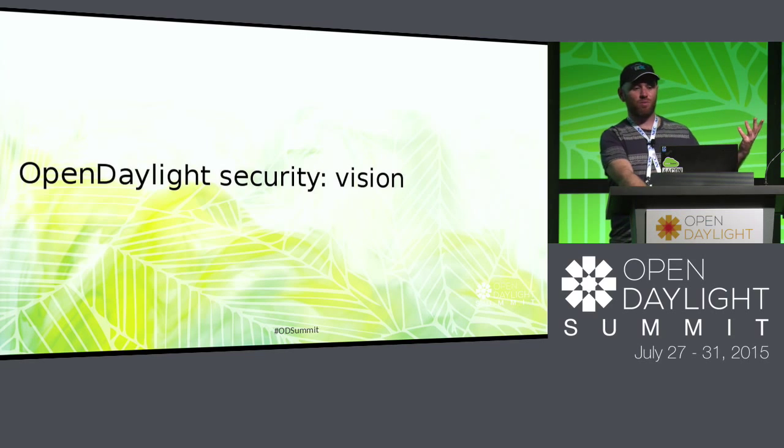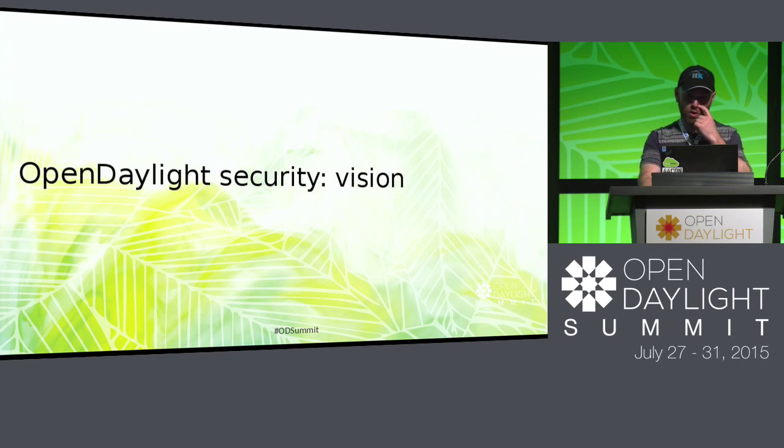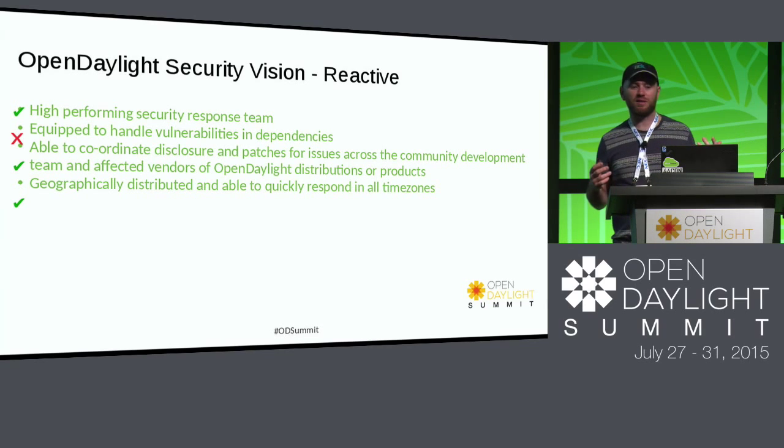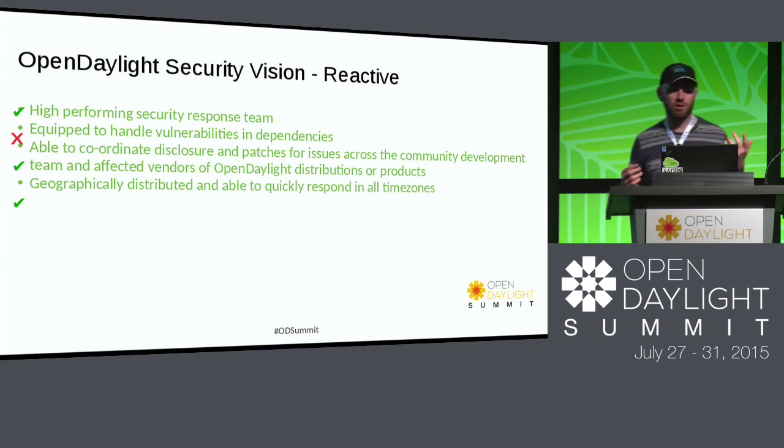And then finally, what's the real vision here for what we should be able to achieve? On the reactive side, we're nearly there. We've got a high-performing security response team. The thing that we're missing is the ability to handle vulnerabilities and dependencies, which is really just a resource problem.